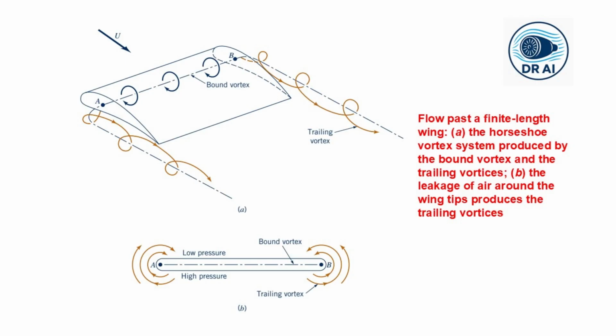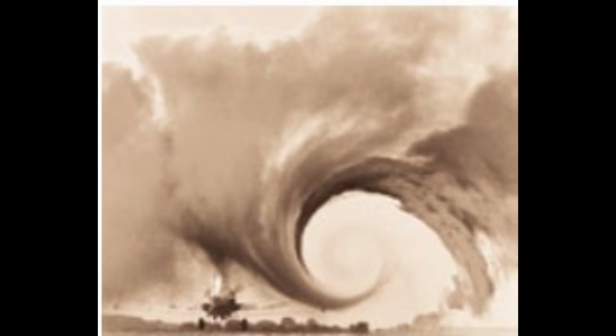Large aircraft like the Boeing 747 produce tremendously strong trailing vortices that persist for miles behind them. These vortices are powerful enough to flip smaller aircraft that fly too close behind, which is why air traffic control enforces separation distances based on aircraft weight categories. The photo in this slide shows a trailing vortex visualized by smoke, a beautiful demonstration of the physical reality of circulation. So this vortex system also explains induced drag.